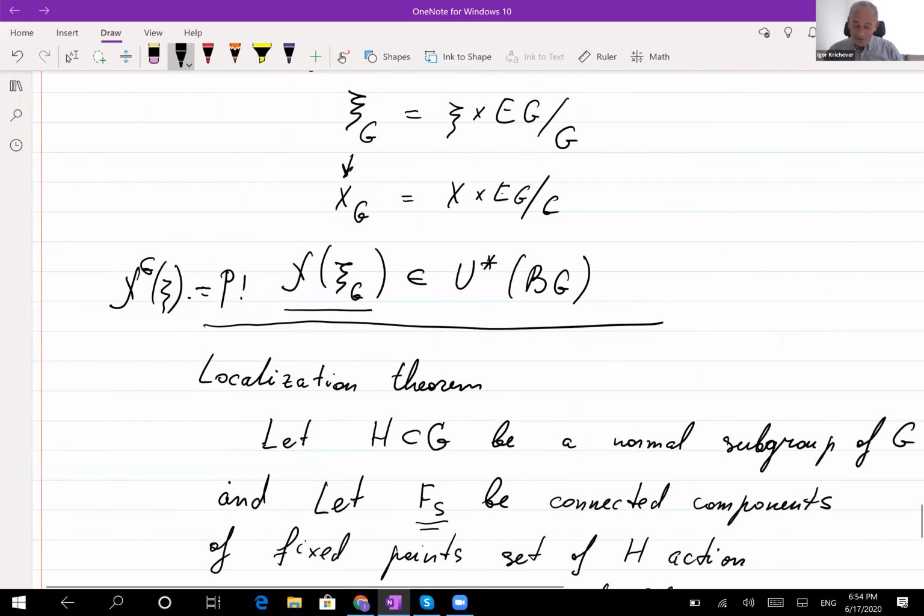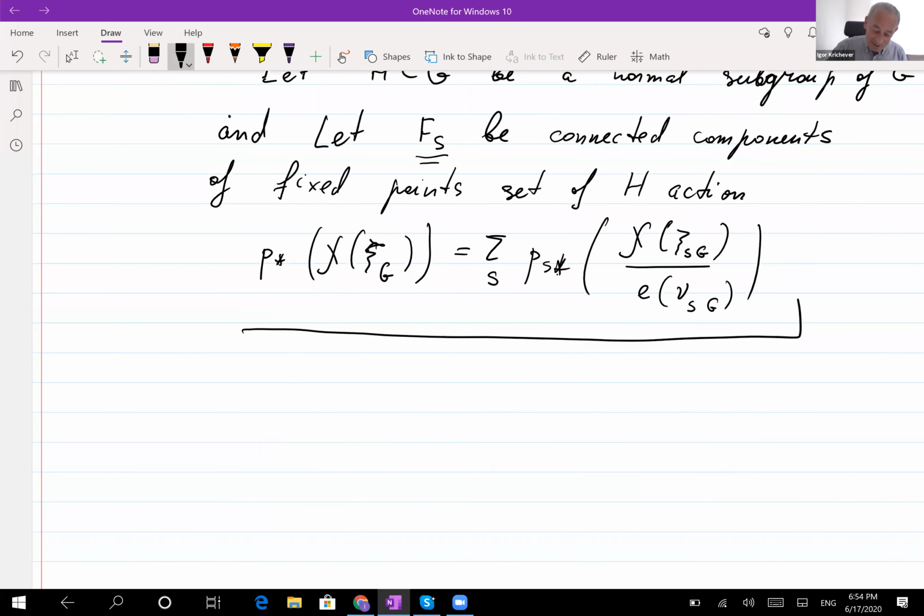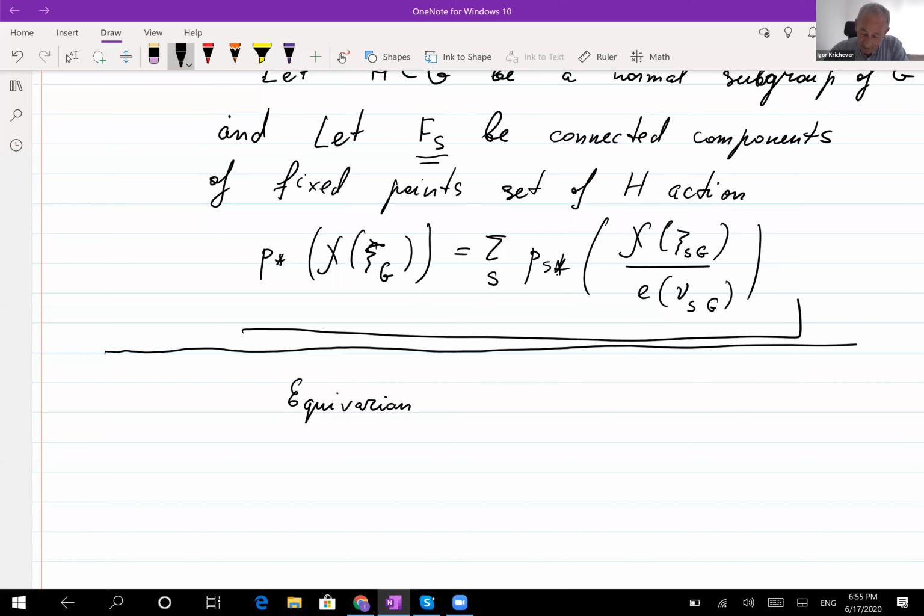I'll jump a little bit to be able to explain what I meant by saying that generalized elliptic genera are the nicest genus in the following sense. Equivariant group.